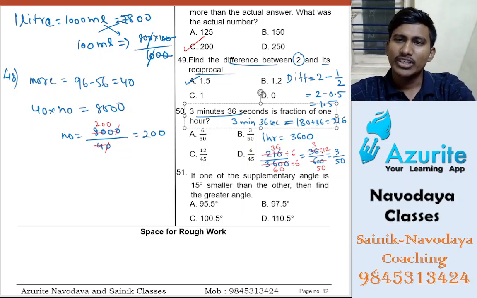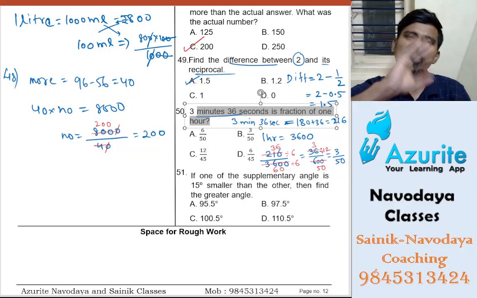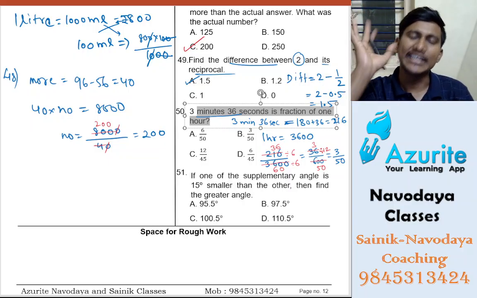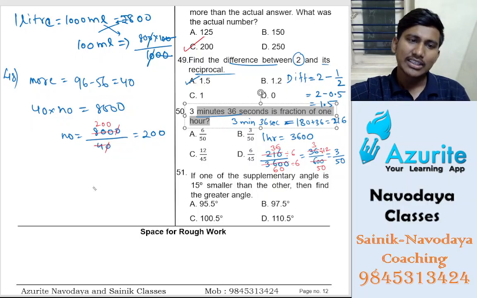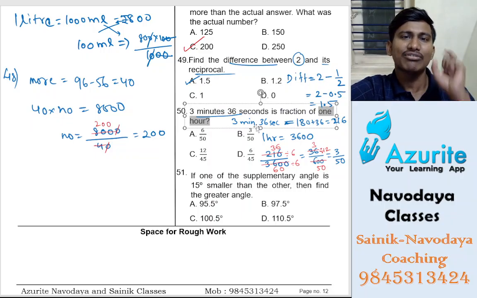So see here students, question 50. What is the question? 3 minutes 36 seconds is what fraction of 1 hour. Fraction means we have to divide, right? Fraction is in division form. So here you take both in the same unit, because one is in minutes and the other is 1 hour, so we cannot divide. We have to make them the same unit.